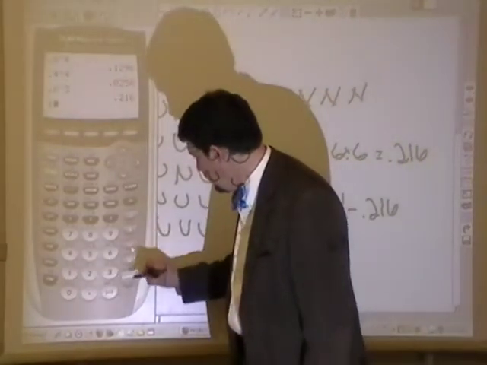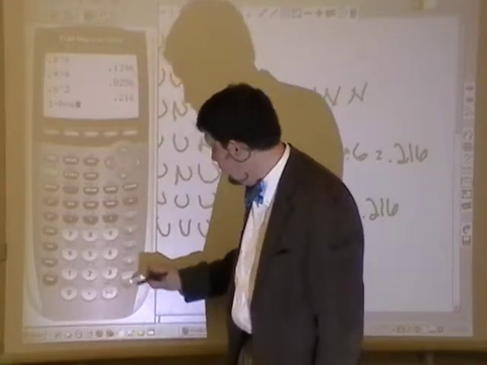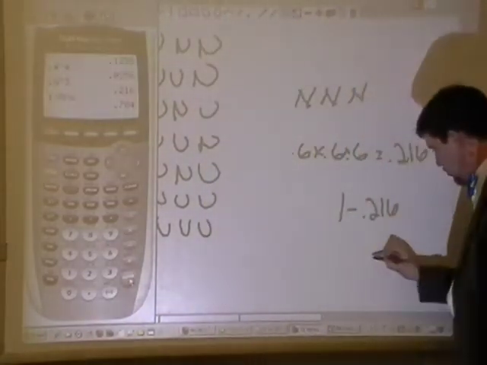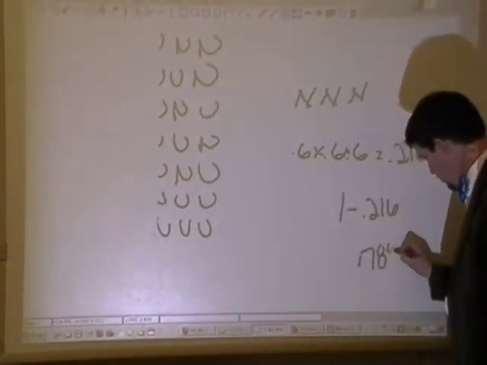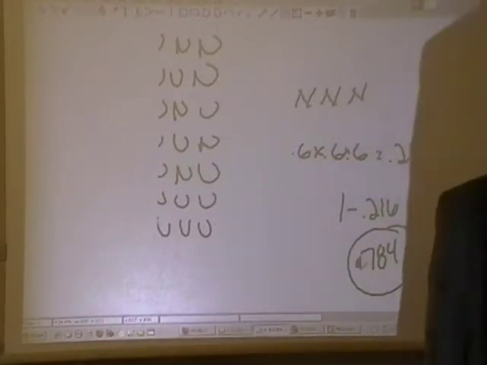So 1 minus that, the complement, is going to be 1 minus 0.216, answer equals 0.784. What's the probability that at least 1 is going to be US made? 0.784. There you go, chapter 14.